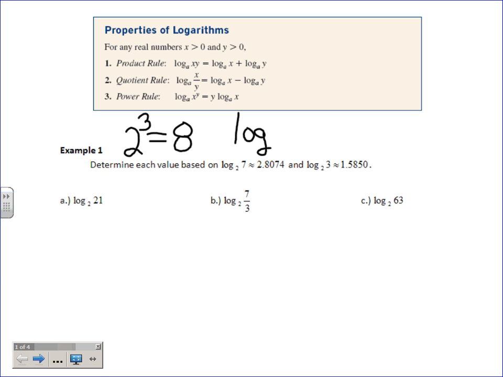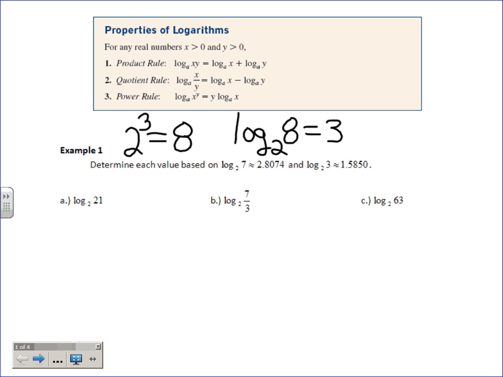Well, what is the base of 2 to the third equals 8? The base is 2, so the base of this logarithm will also be 2. That's what goes down there. Logarithms solve for exponents, and so this will equal 3, and it has to go right there. What this means is the same thing as 2 to the third equals 8. That's what logarithms do, is help you solve for that exponent.